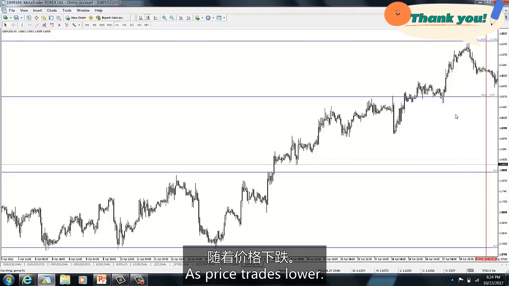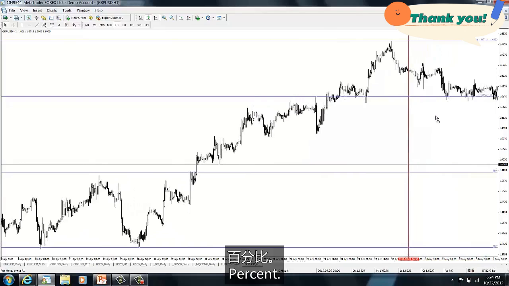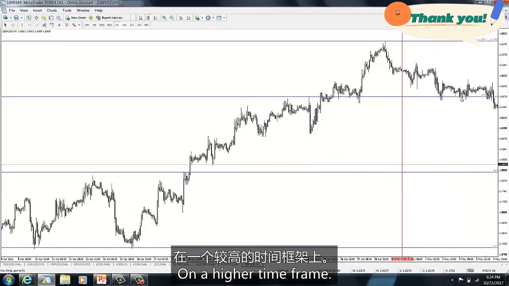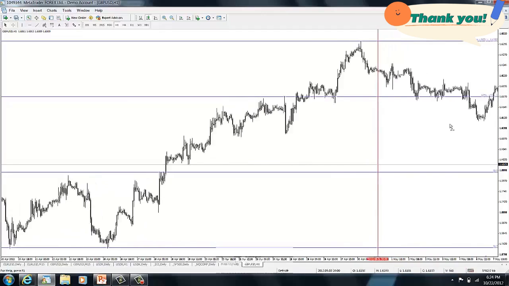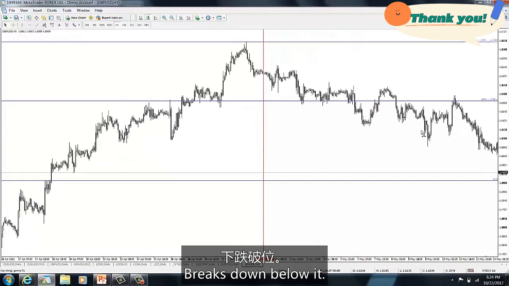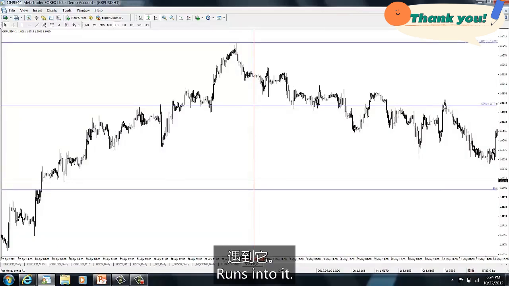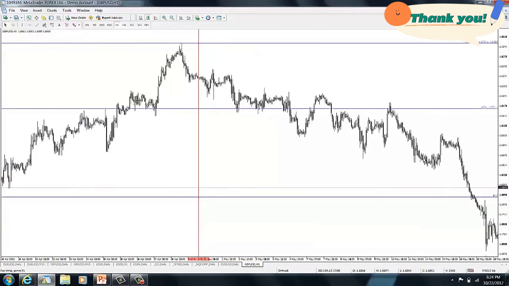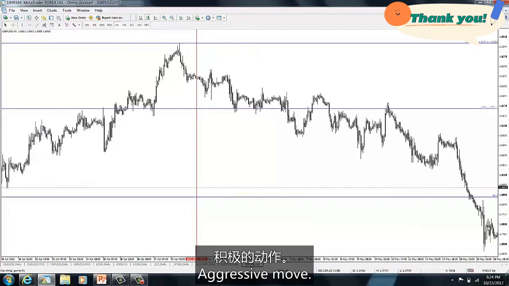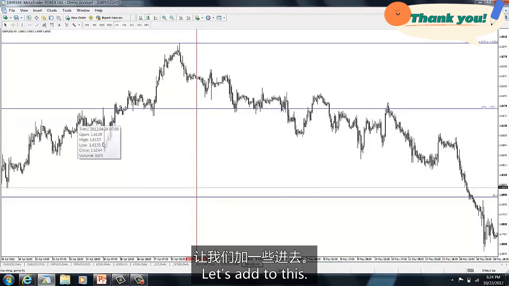As price trades lower like that, it comes down into that 62% level here on a higher time frame price swing, finds a little bit of short-term support, eventually breaks down below it, and look, it comes right back up to that same level again. See what it does here? It runs into it as resistance and then slides away. Again, an aggressive move lower.